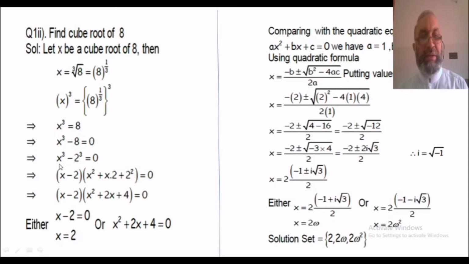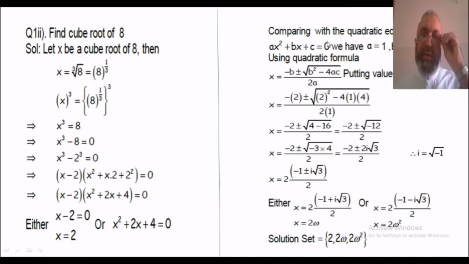Or we can write this in the form x cube minus 2 cube equal to 0. So x cube minus 2 cube means a cube minus b cube, expanding by the a cube minus b cube formula. This becomes x minus 2 into x square plus 2x plus 2 square, which is 4. So we get two factors. The product of the two factors is equal to 0. Each factor becomes x minus 2 equal to 0 and x square plus 2x plus 4 equal to 0. Thus solving the first one, x is equal to 2, and the second by the quadratic formula.